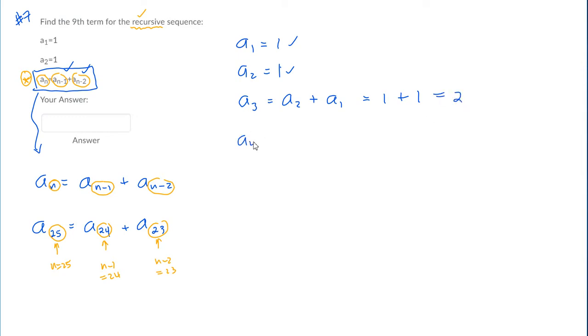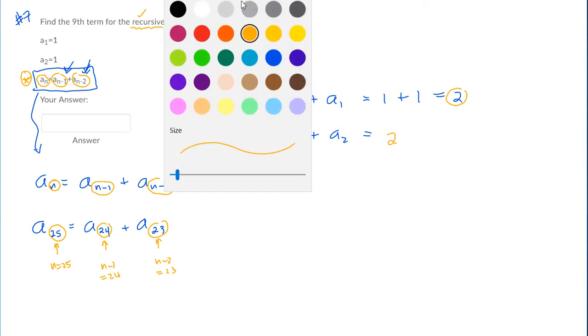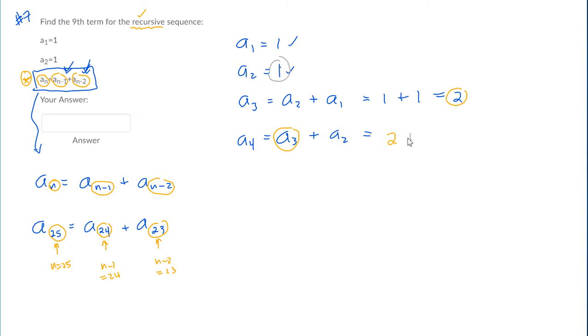Let's go another term. Let's go to A4. A4 is going to be the term before the 4th term, which would be the 3rd term, and then the term before the 3rd term, which would be the 2nd term. Now, what is the value of the 3rd term? I already know that value because I just figured it out. It's the 2. So it's going to be 2 for the 3rd term, plus, do I know the 2nd term? Yes, it's right here. That's my 2nd term. So what do I get? I'm adding up the 3rd term and the 2nd term in order to get that 4th term. 3rd term plus 2nd term, so I'm getting a 3.